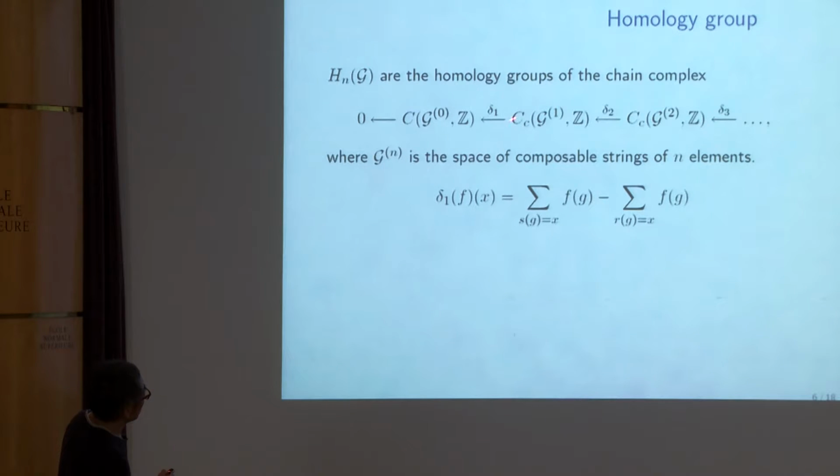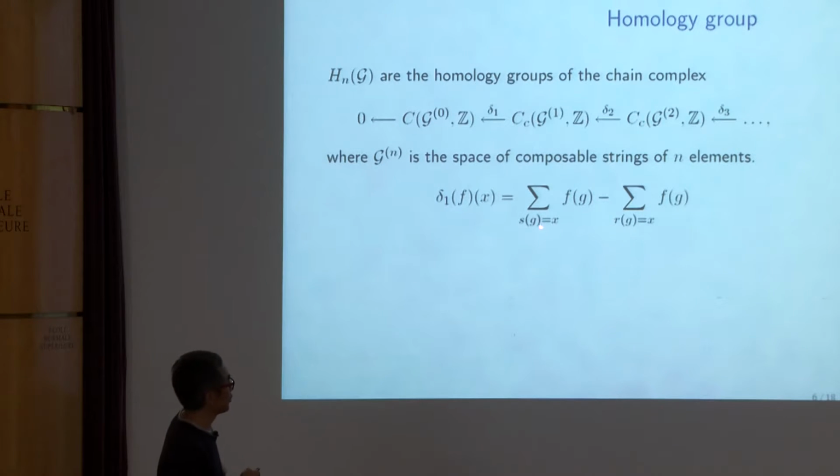And okay, let's look at this delta 1. Delta 1 is a map from this space to that space. And this C_c means integer valued continuous functions with compact support, okay, compactly supported continuous functions on the groupoid G, integer valued. And for such a function f, I map this function f by delta 1 and take the value at x. X is a point of the unit space. Then the definition of delta 1 is this.